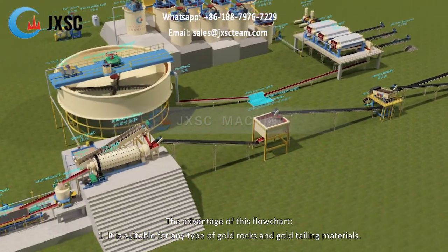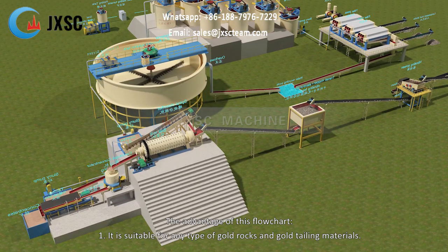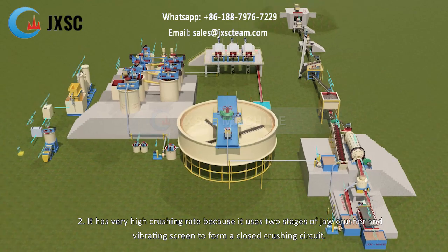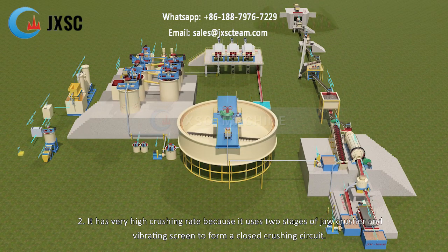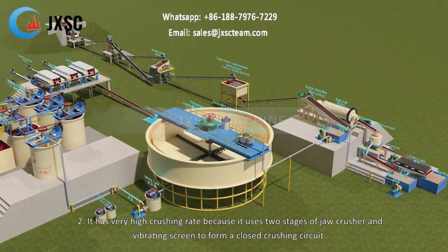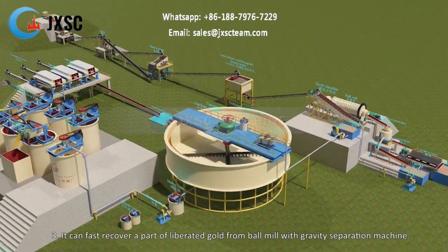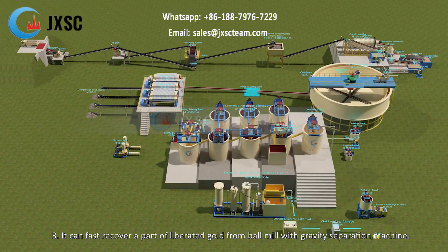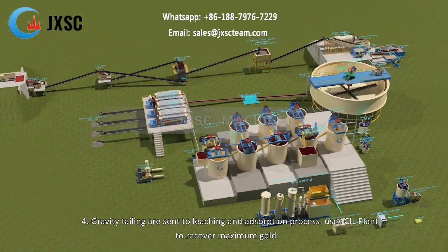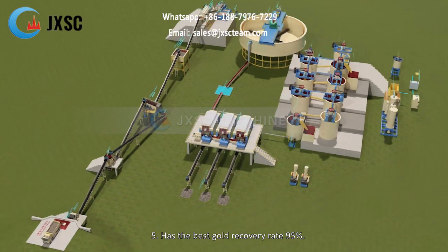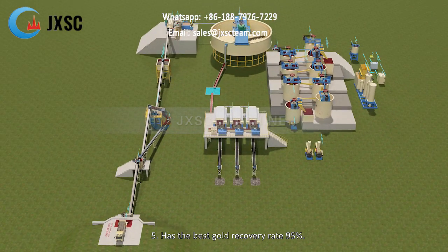The advantages of this flowchart: 1. It is suitable for any type of gold rocks and gold tailing materials. 2. It has a very high crushing rate because it uses 2 stages of jaw crusher and vibrating screen to form a closed crushing circuit. 3. It can fast recover part of the liberated gold from the ball mill with the gravity separation machine. 4. Gravity tailing is sent to the leaching and adsorption process, using a CIP plant to recover maximum gold. 5. It has the best gold recovery rate of 95%.